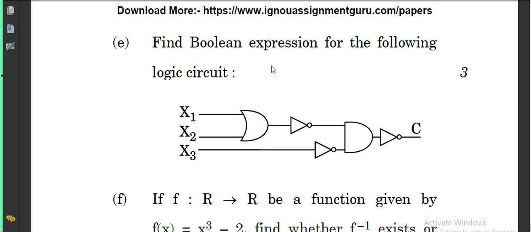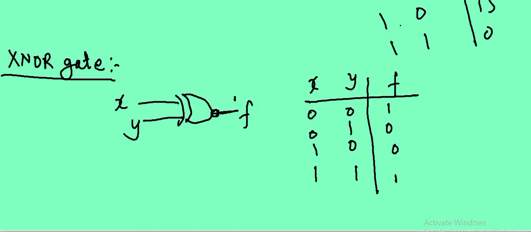So this is: find the Boolean expression for the following logic circuit. So this is x1, x2, x3. This is your OR gate, this is your AND gate. These are the inverters, so you can find the Boolean expression for this. So this type of questions are asked. I have already solved these types of questions asked in your exams in my videos, where I discussed the previous year papers. So you can watch these videos, and that's all for this video.